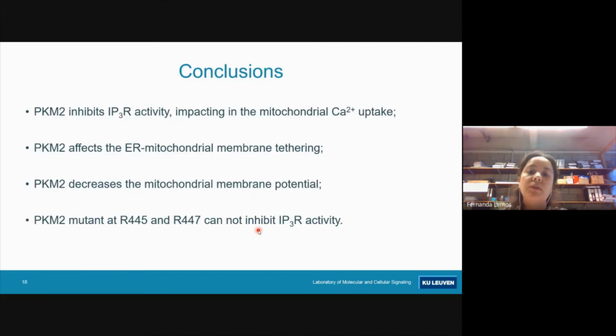Okay, so just to partially conclude, because it's a research in progress, I showed you today that PKM2 inhibits IP3 receptor activity and also decreases the mitochondrial calcium uptake. PKM2 can affect the ER-mitochondrial membrane tethering and decrease the mitochondrial membrane potential. And this non-methylated mutant version of PKM2 cannot inhibit IP3 receptor activity, but can still interact with IP3 receptor.